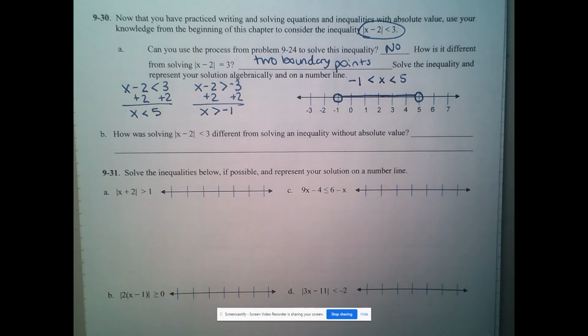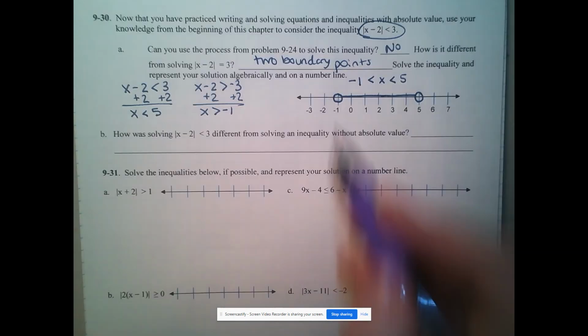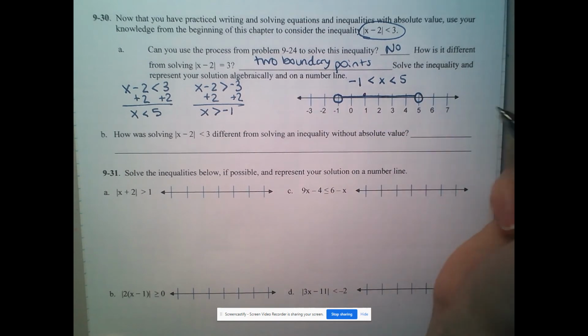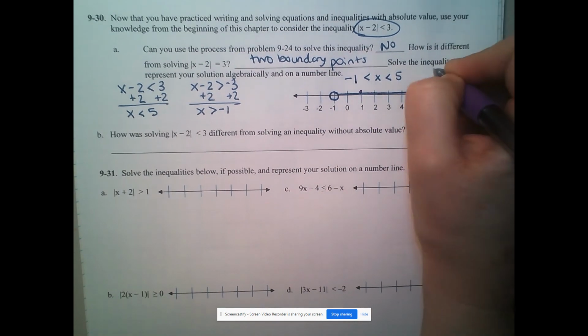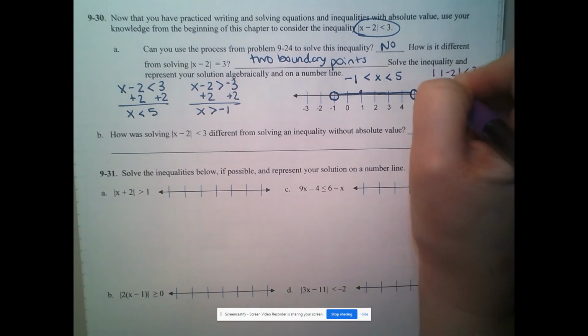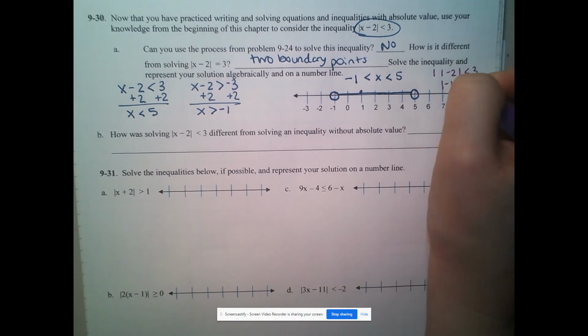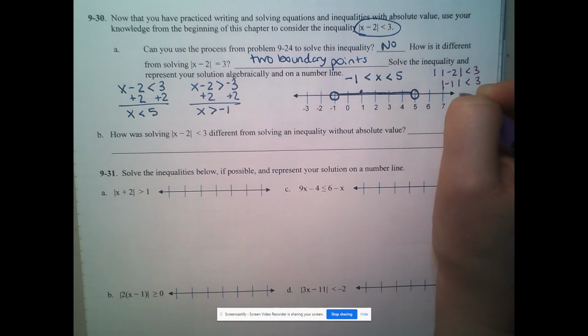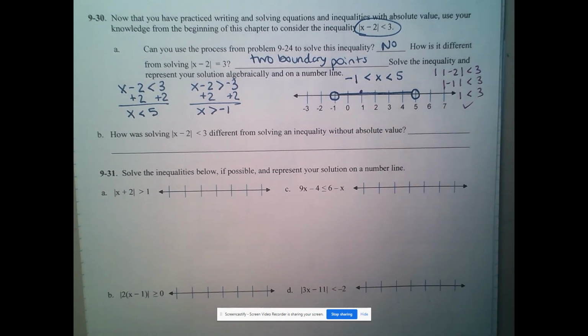Now, if you want to check this, all you have to do is pick some point that's in between them. Say 1. And I can say, is the absolute value of 1 minus 2 less than 3? Is the absolute value of negative 1 coming out to less than 3? Yeah, the absolute value of negative 1 is 1, which is in fact less than 3. So that random point that I picked does fall in between the two numbers.